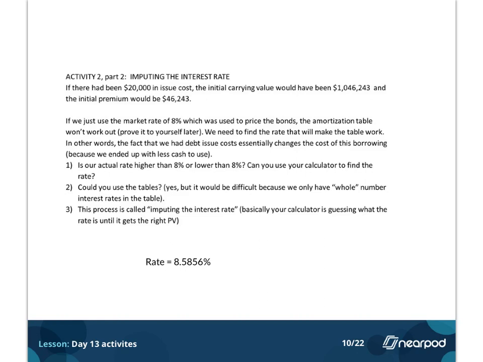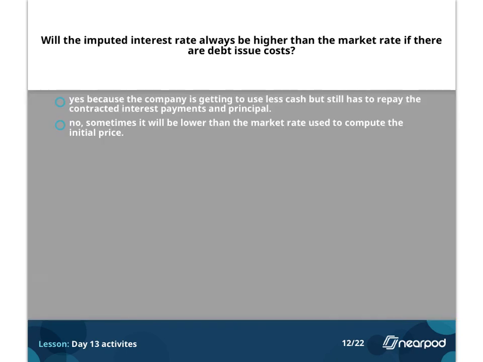This is the rate you would have to use when you do your amortization table in order to make $1,046,000 go down to $1 million, and to make your premium account of $46,243 go away. See, you'd have to use a higher interest rate. So that was just an intuition activity.